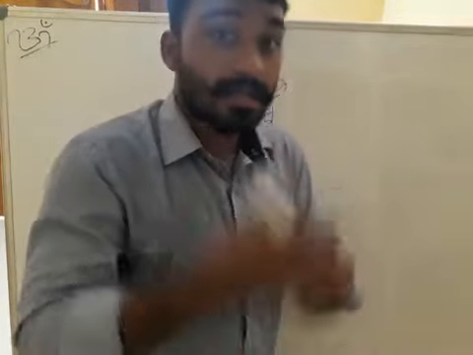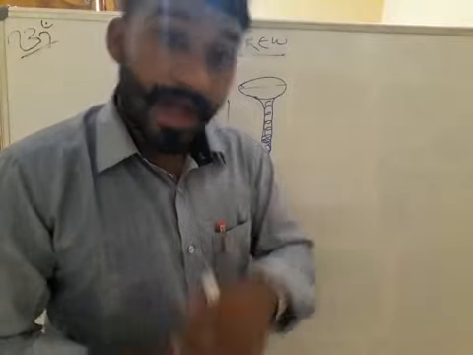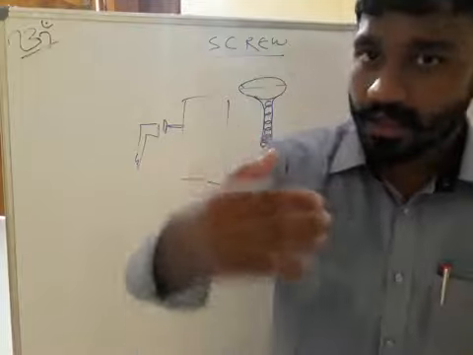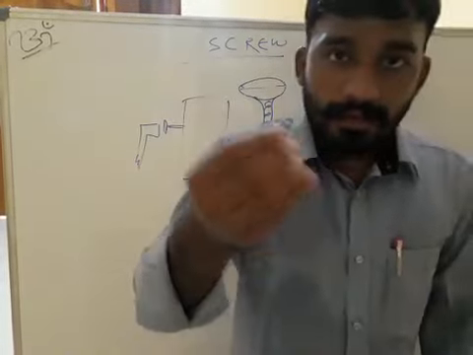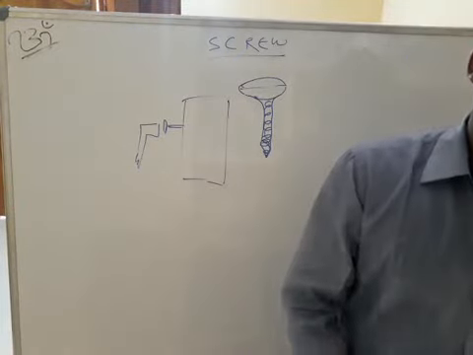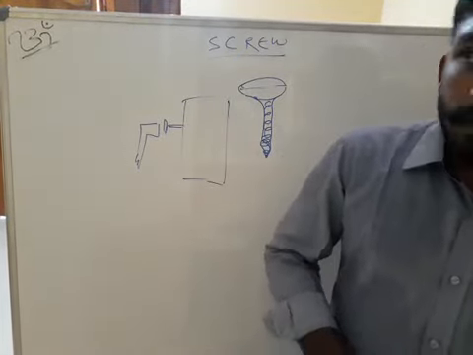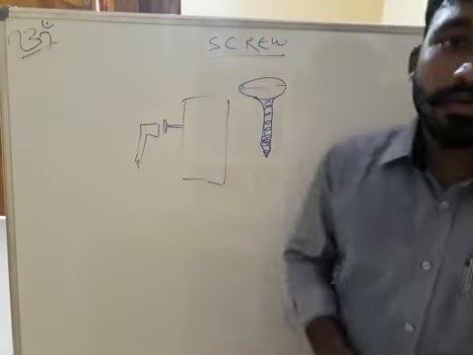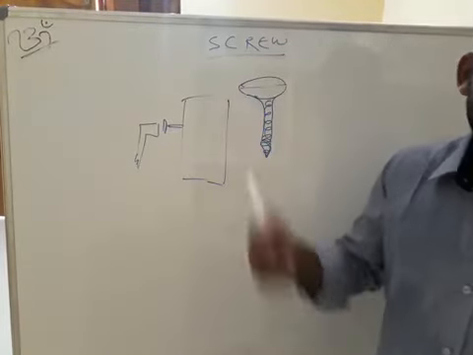If you hammer, it will not move into the wall. You have to drill it, otherwise only with a screwdriver can you enter the screw in the wall. The nut and bolt, you know, also works under the screw. That is also one type of simple machine which works on the principle of the screw.